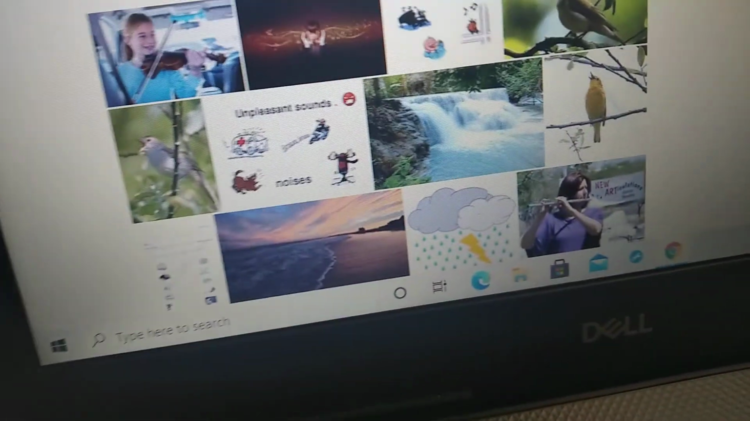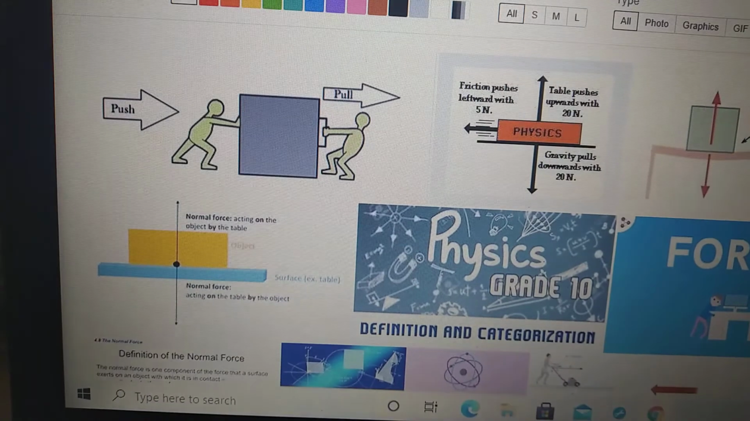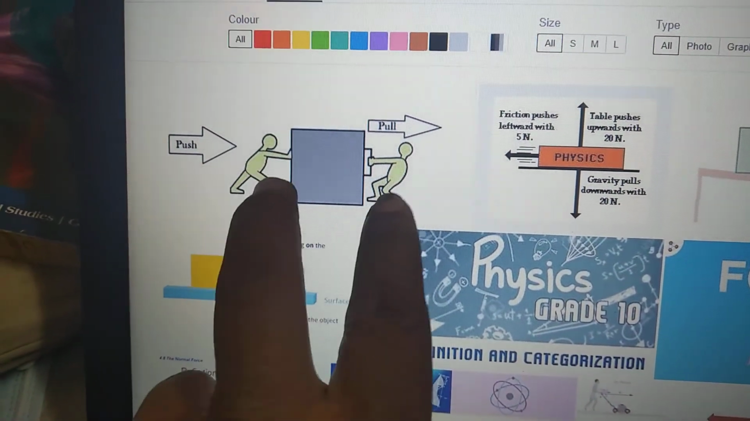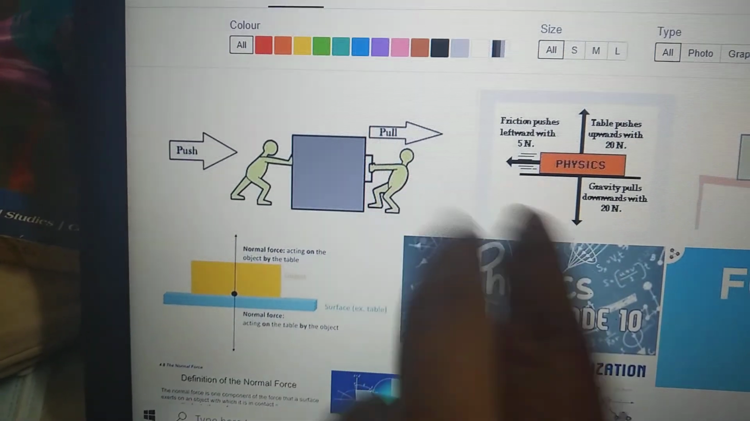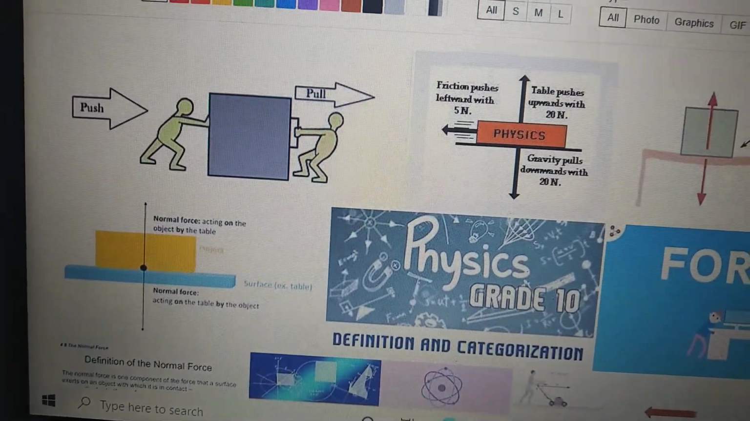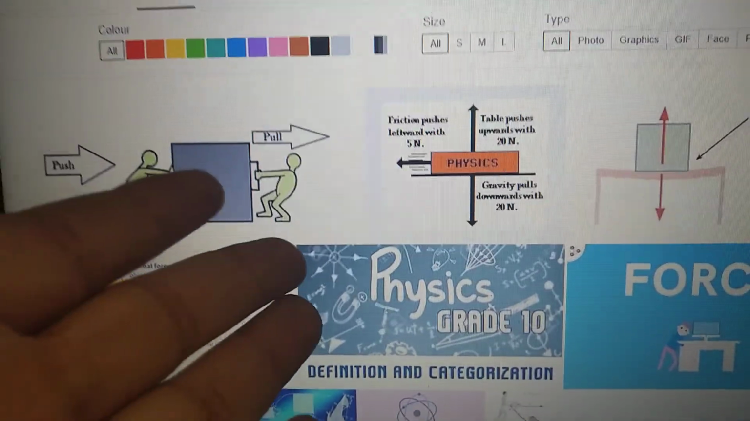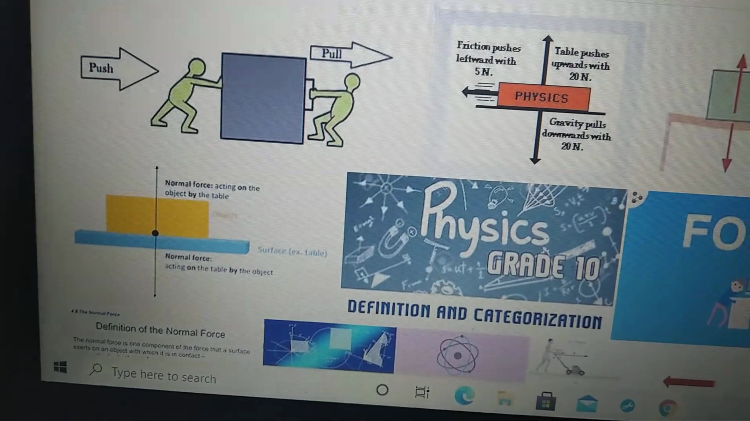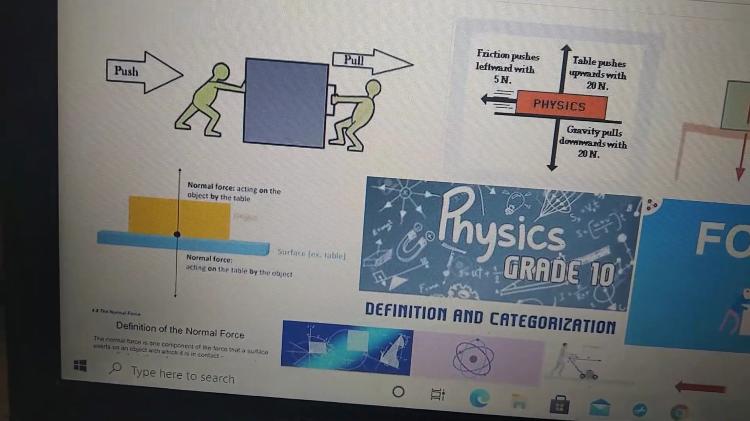Next, coming to force. What is meant by force? See here, two persons are doing some activity. One person is pushing and another person is pulling. Pushing or pulling applied on an object is called force. Due to some force, they are able to push, and due to force they are able to pull. Tie a string to a toy car. If you pull the string, the car moves towards you, isn't it?